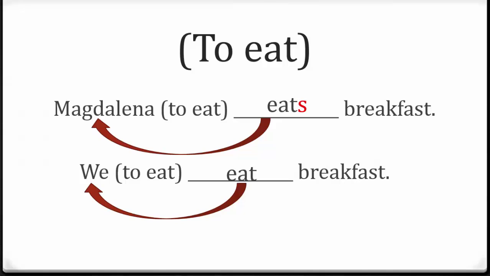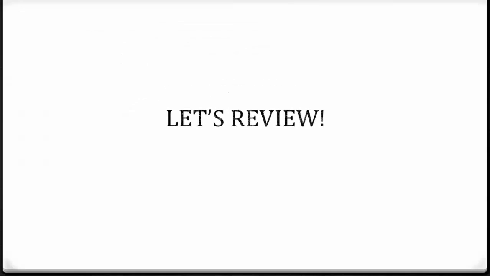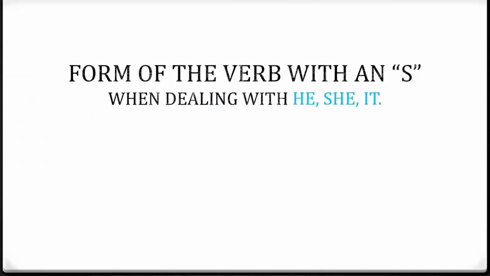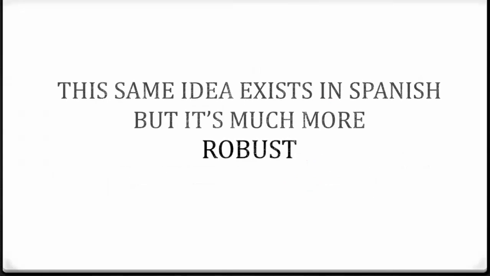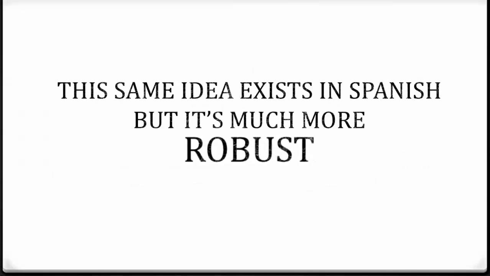form of the verb. So, as a summary, in English, and with respect to person, we usually either see a form of the verb with an S when dealing with the third person he or she, or a form of the verb without the S in the other persons: I, you, we, and they. The same idea exists in Spanish conjugation, but in Spanish, we have a much more robust system of conjugation.